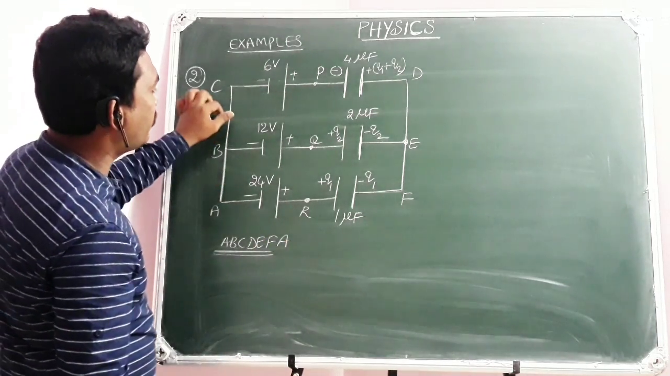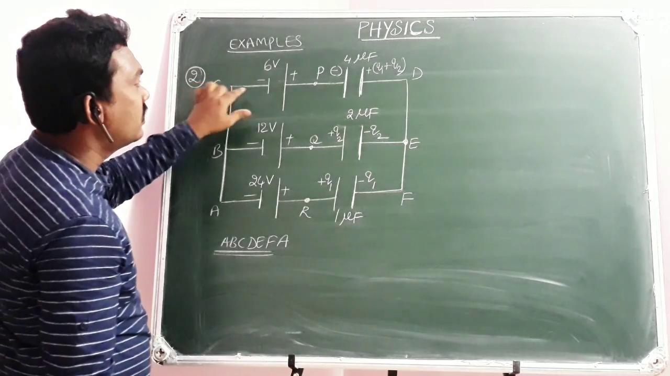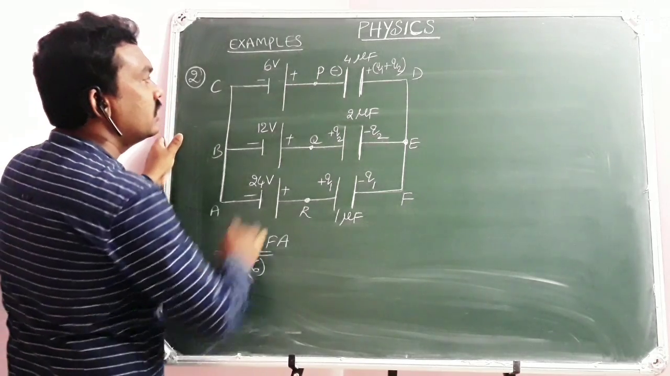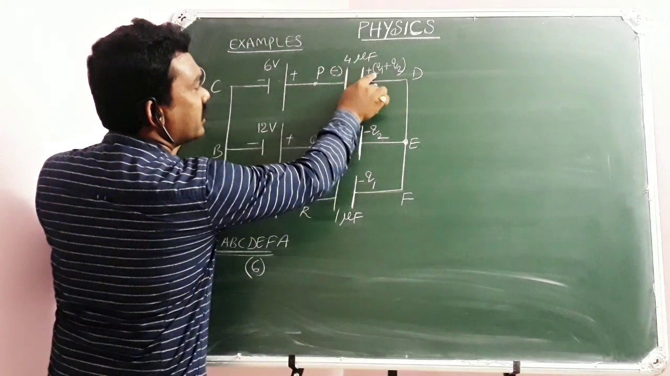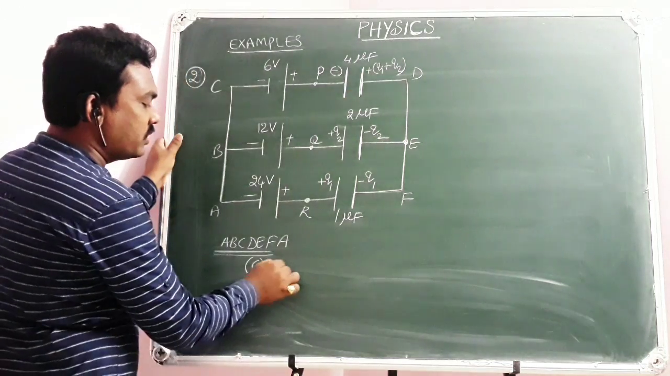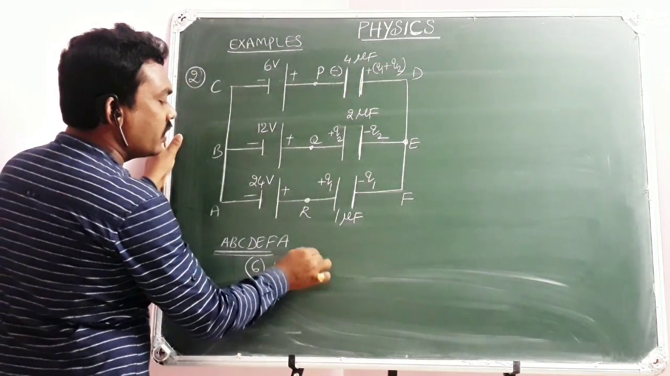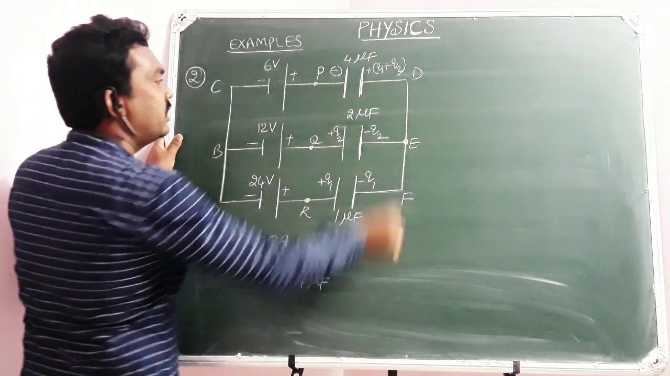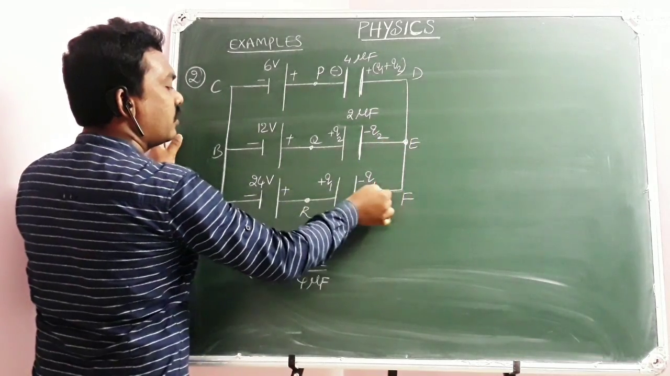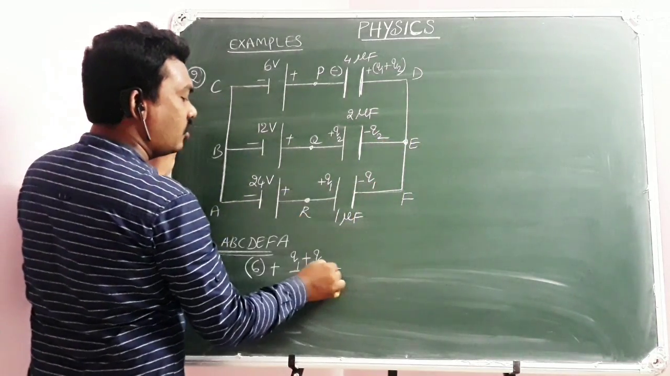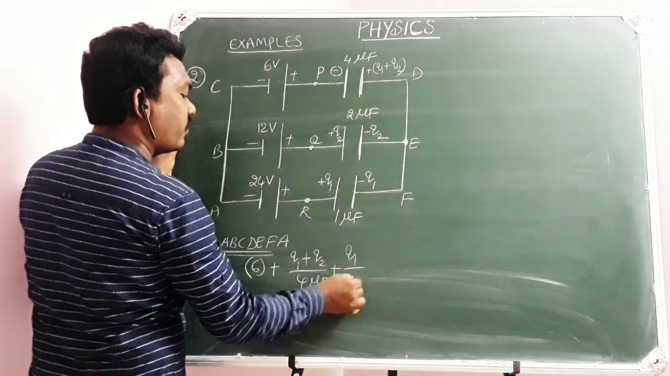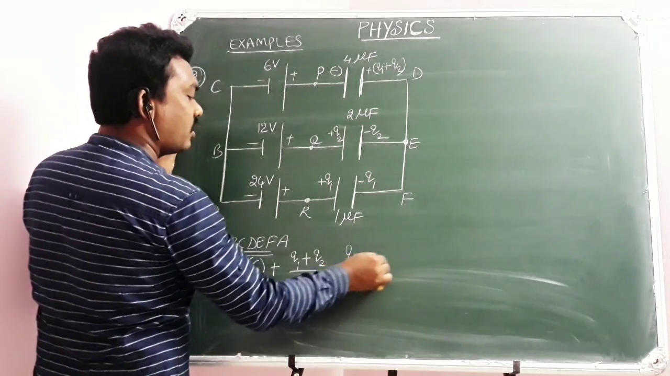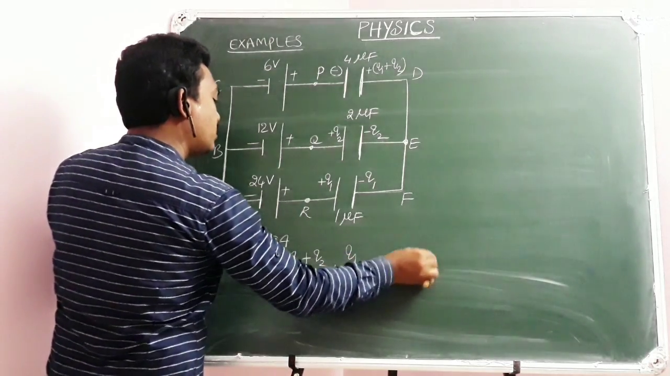Then from A to B, B to C, there is no potential drop. But from C to P, there is a potential rise of 6 volt. Later P to D, there is a potential rise because minus to plus. How much potential rise? Q by C, I mean Q1 plus Q2 by 4 microfarad. Next, D, E, F, there is no potential drop. Now F to R, potential rise. How much rise? Q1 by 1 microfarad. Next R to A, closed loop plus to minus, potential drop, minus 24 equal to 0.